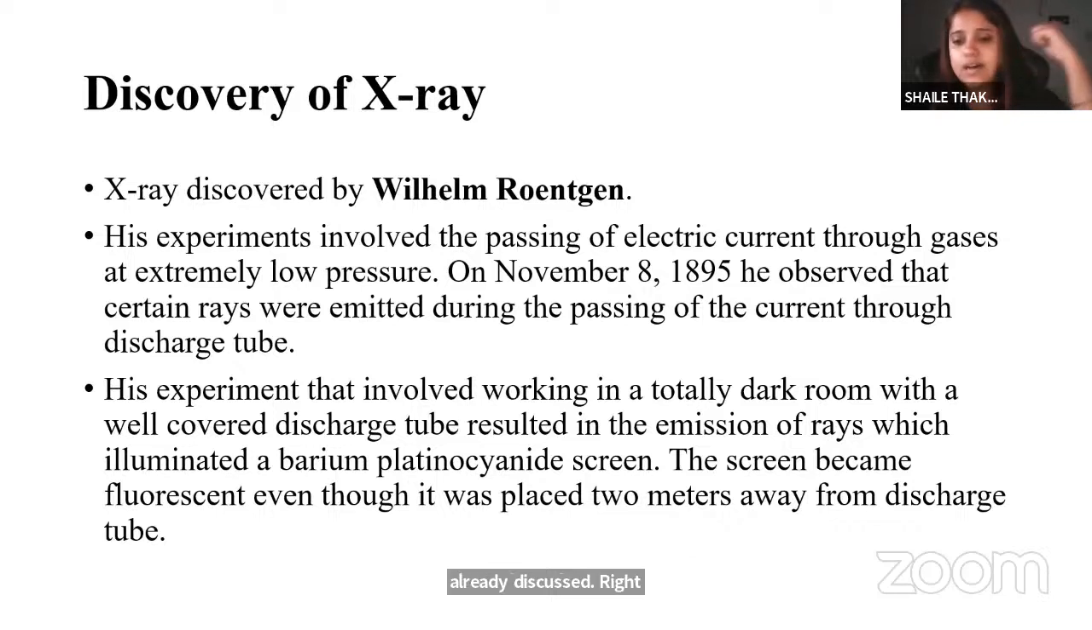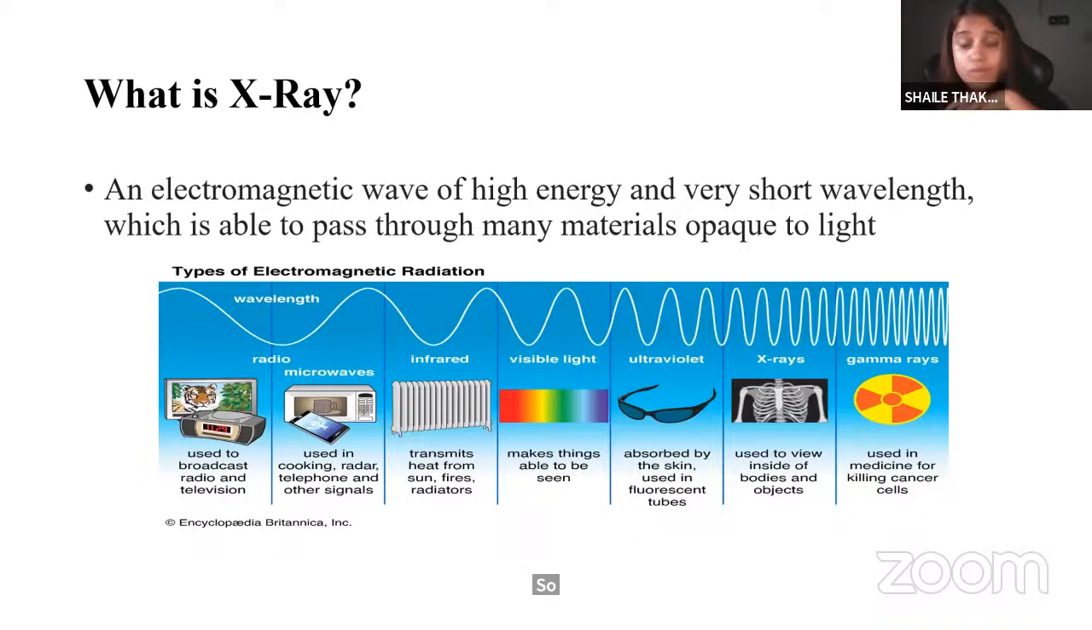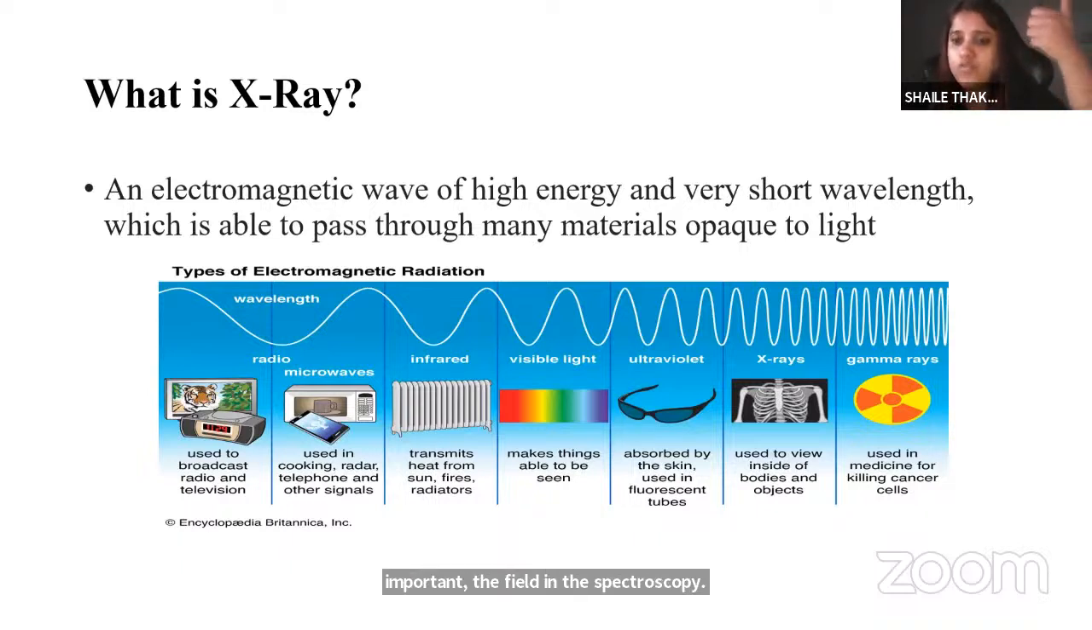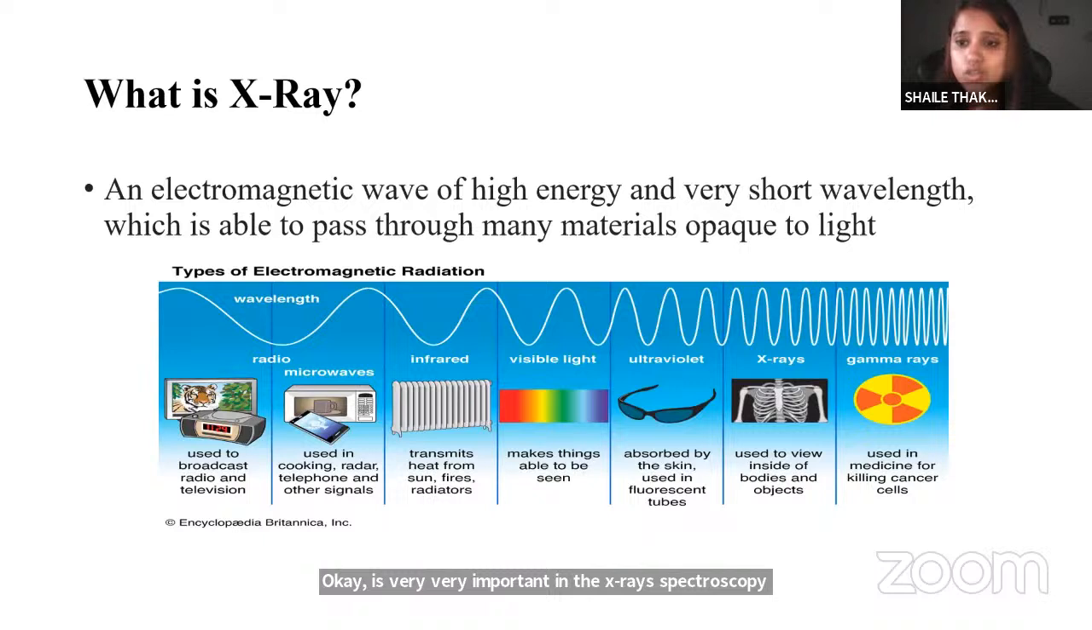Okay. Now coming to a little bit about X-ray spectroscopy, right? X-ray spectroscopy is one of the very important fields in spectroscopy. We have covered two spectroscopies, that is UV and IR, and the third one is X-ray spectroscopy. In X-ray spectroscopy, we are using the X-ray range of the electromagnetic radiation. As we are using the X-ray range of EMR, therefore it is known as X-ray spectroscopy.